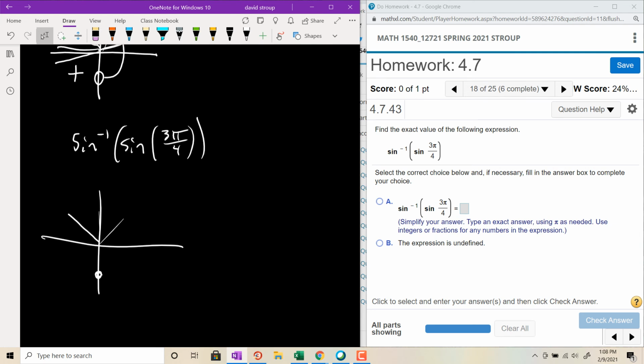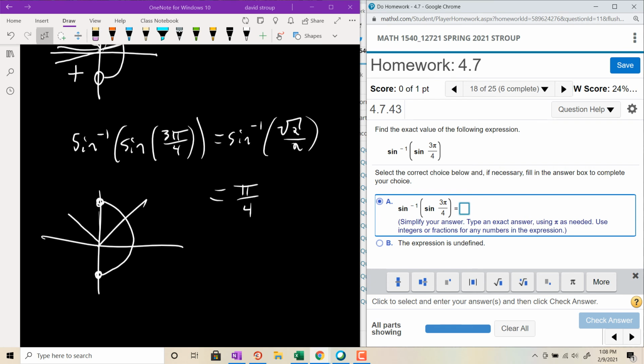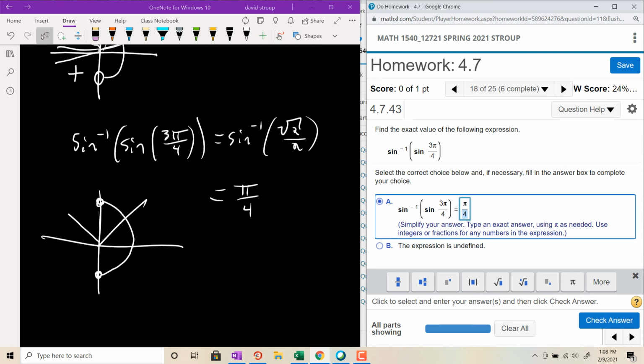Our normal range for sine inverse is from negative pi over 2 to pi over 2. Sine is positive in that quadrant. So the reference angle is pi over 4. Sine of pi over 4 is root 2 over 2. It's positive. So we just want pi over 4. It's either pi over 4 or negative pi over 4. It can't be negative pi over 4 because of that positive root 2 over 2 value. So it's just pi over 4.